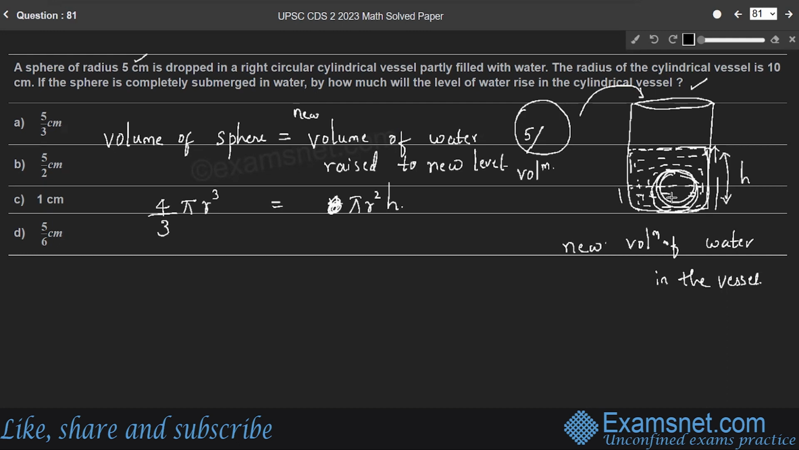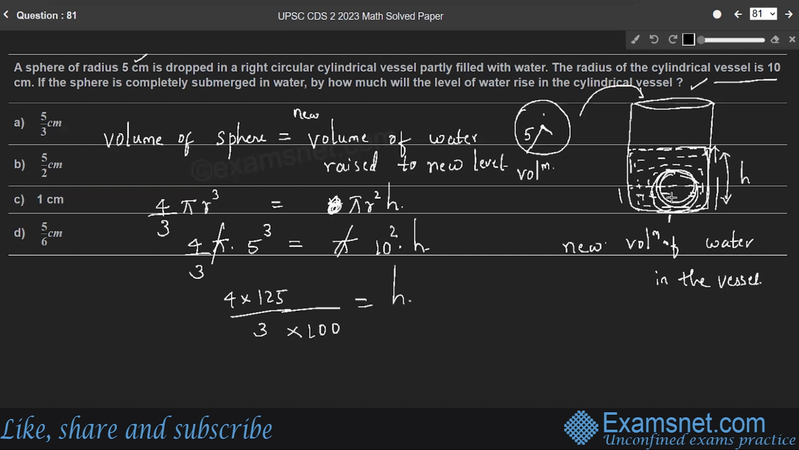Therefore, here the radius of the sphere is given, right? 4 by 3 pi into 5 centimeter is the radius of the sphere, so it is 5 cube, is equal to pi into the radius of the cylindrical vessel. Radius of the cylindrical vessel is 10 centimeter. Therefore, it is 10 square into the height to which the water is raised, right? Here we can cancel pi and pi. So 4 into 5 cube is, so 25 into 5 is 125 by 3, right? So into 100 is equal to h.